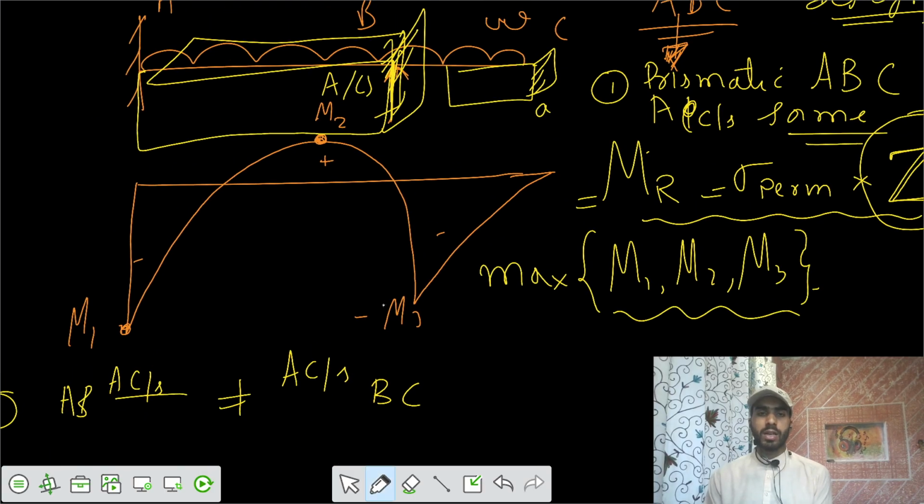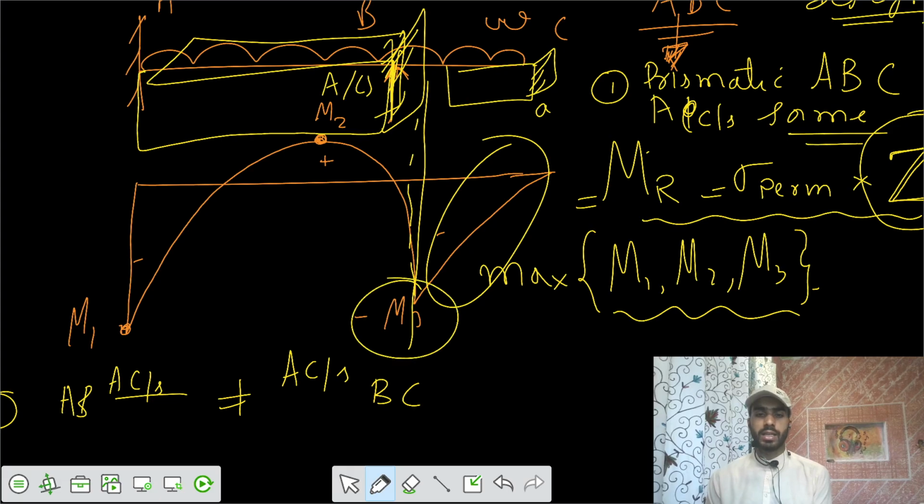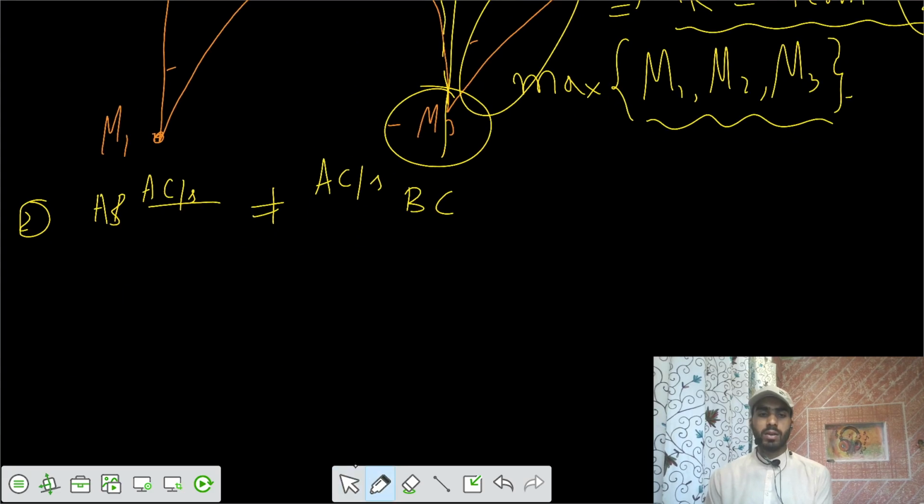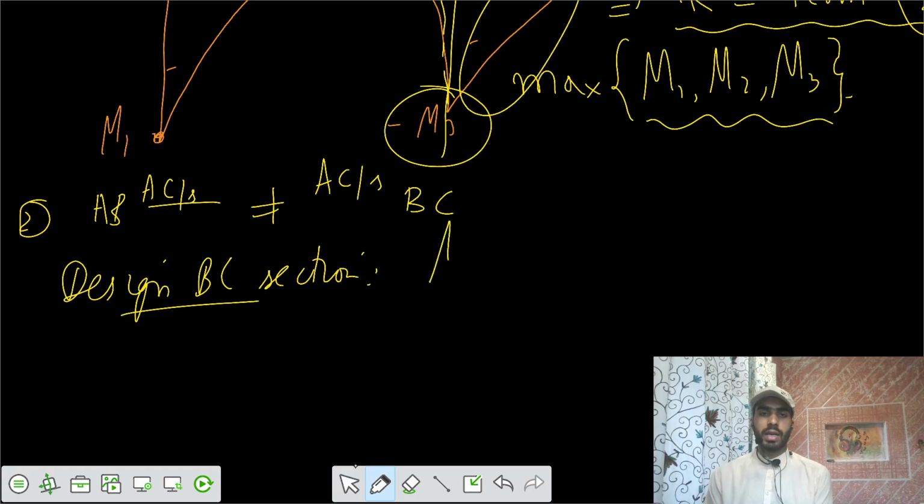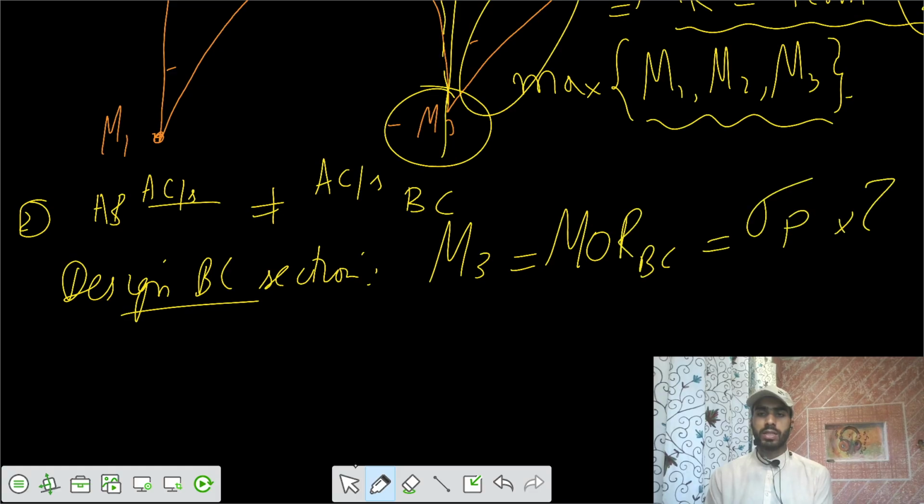For BC, you have only one bending moment acting, so only M3. If you want to design the BC section, your M3 should be equal to the moment of resistance of BC, which equals sigma permissible into Z for BC. How much section modulus should I keep for BC? Accordingly, you can design for M3.